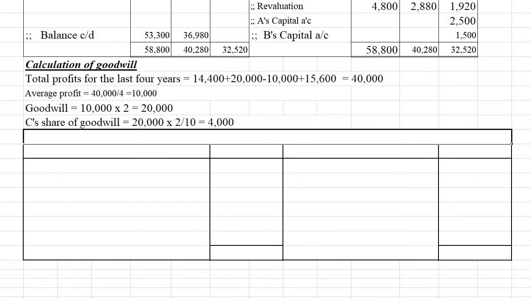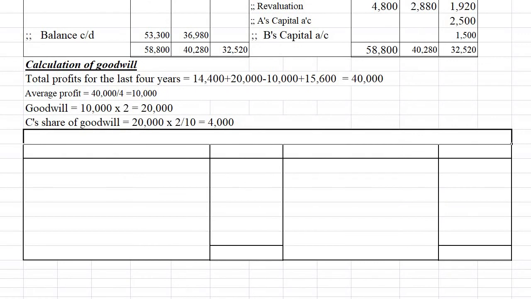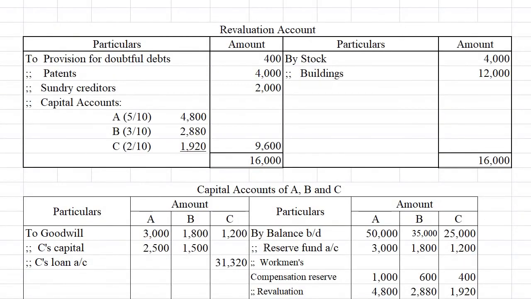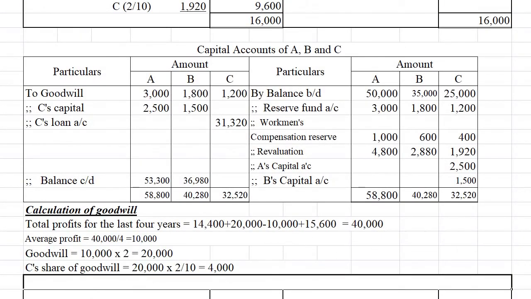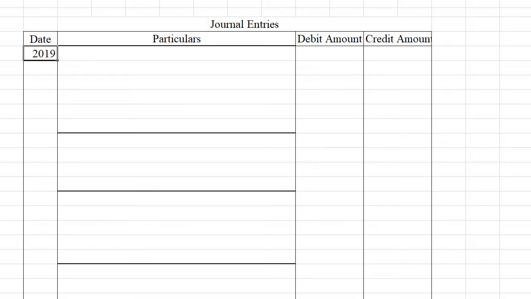Now let us prepare the balance sheet, and before preparing the balance sheet we can do one thing. These journal entries can be entered in the journal. So we can write the journal here. Journal entries, date, particulars, debit amount, credit amount. First, the journal date can be given 2019 April 1. Okay, revaluation journal entries can be written.